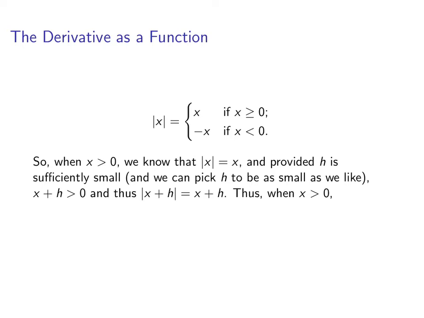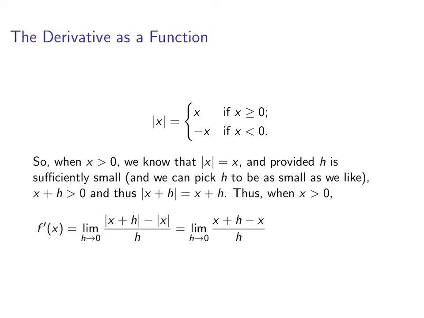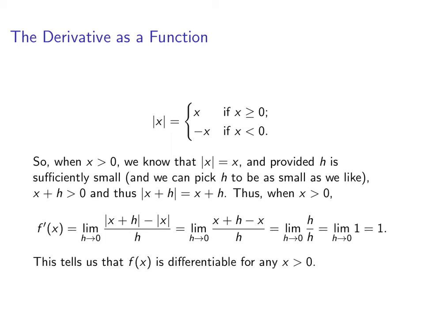So that means when x is bigger than 0, we can say that f prime of x, which is the limit as h goes to 0 of the absolute value of x plus h minus absolute value of x all over h, we can actually just drop those absolute values, and we end up with a limit as h goes to 0 of h over h. And that just gives us 1. What that tells us is that f of x is differentiable for any value of x that is bigger than 0. Not only that, but we know what the derivative is. The derivative is 1.